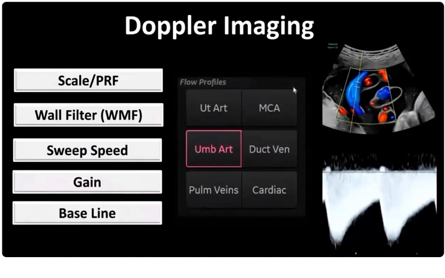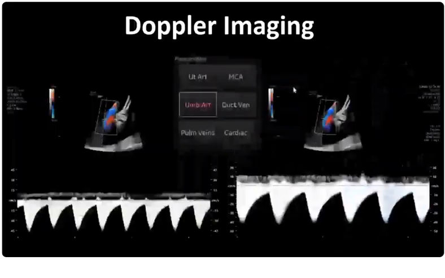This is scale or PRF. This is the wall filter, the sweep speed, gain, and the baseline. So the flow profiles technique, this is the adjustment that can be done based on the vessel that we are looking at by pushing of the one button. So all these adjustments of those multiple controls occur on the back end, and the only thing that you need to do, you just need to make sure that you have the appropriate angle of inclination and that you know which vessel you're going to examine.